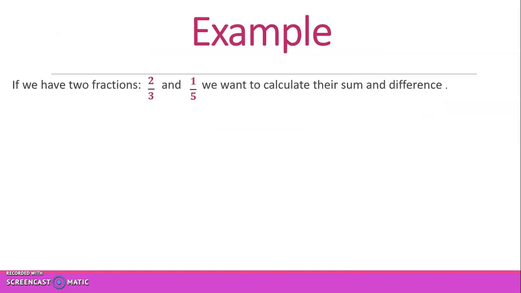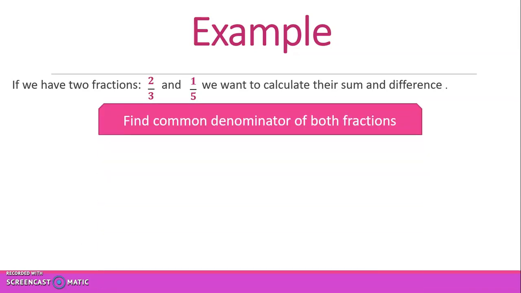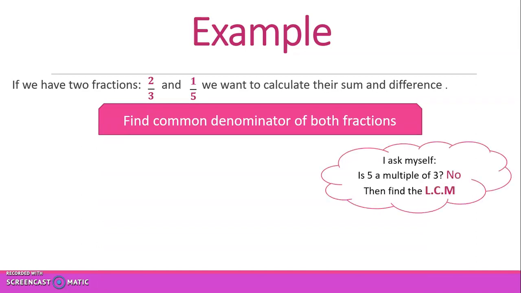If we have two fractions, 2 over 3 and 1 over 5, we want to calculate their sum and difference, means we are going to add them and subtract them. First, we have to find the common denominator of both fractions. I ask myself, is 5 a multiple of 3? No. Then I have to find the LCM.